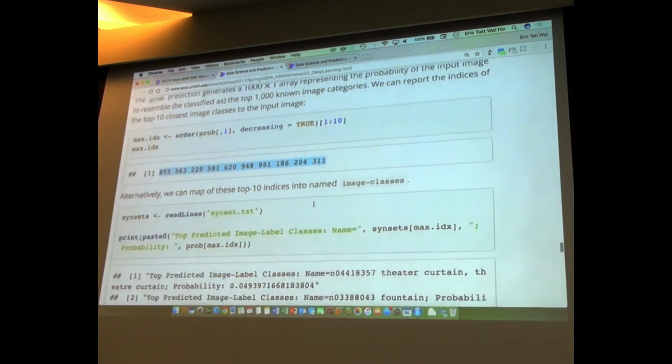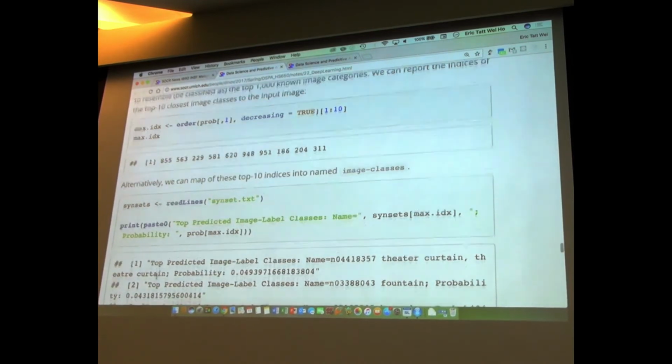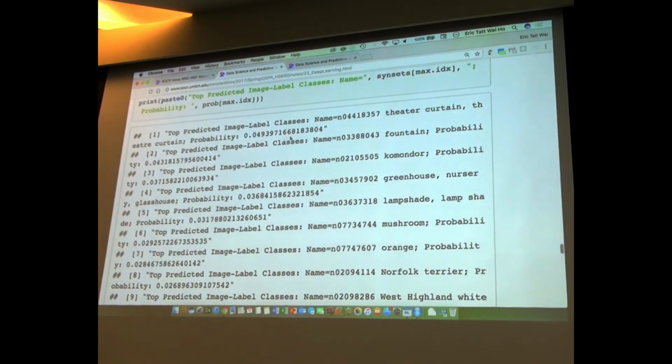Now, what do these things correspond to? Well, you can load in the corresponding text labels of these images, and then you simply transform each of these. So the first label, 855, corresponds to this one here, which corresponds to theater curtain, it says. The second class says fountain, commander, greenhouse, but look at their probabilities. The probabilities are very, very low. So in other words, even the top classification label has a very low probability. This kind of tells you that this is an image that cannot be well classified. We don't have enough info.